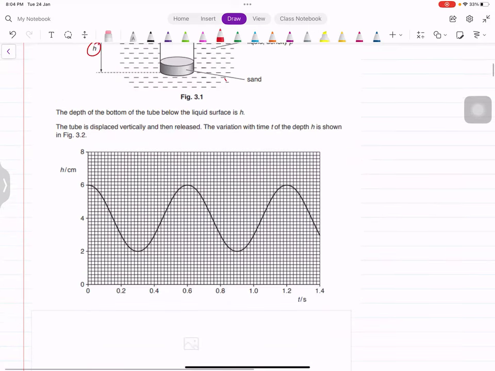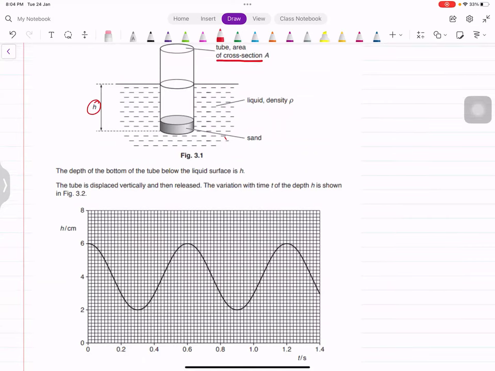Now, in this question they have given a graph. Can somebody tell me what kind of graph this is, a cosine graph or a sine graph? It is a cosine graph because sine starts from zero when it's zero. Sine is like this and cosine is like that.